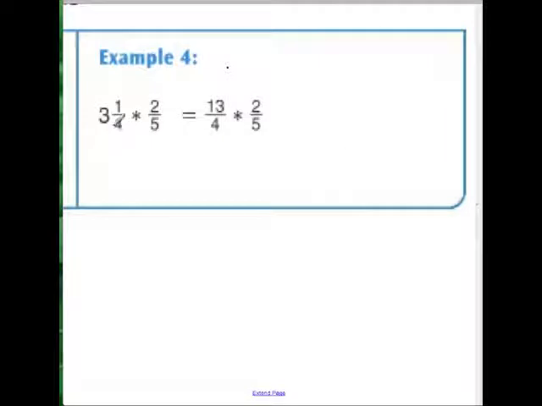In this example, it says 3 1/4 times 2/5. So we know that we first have to convert this mixed number into an improper fraction. We do 4 times 3 is 12, plus 1 is 13. Alright, so we have 13 times 2, which is 26. Then we have 4 times 5, which is 20. And we can make that into a mixed number now. So we take 26, we divide that by 20.